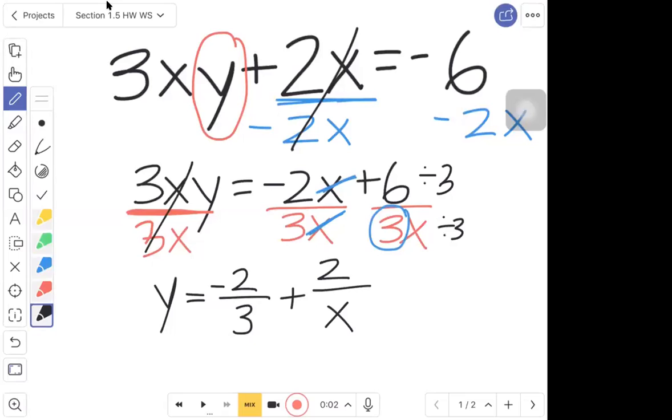Does everyone understand that? We can't just bring our x to the numerator. Our x is, we're dividing by that, so it has to stay in the denominator. And our 6 divided by 3 gives us our 2, which is on top. Does that make sense? Anyone still confused on that?